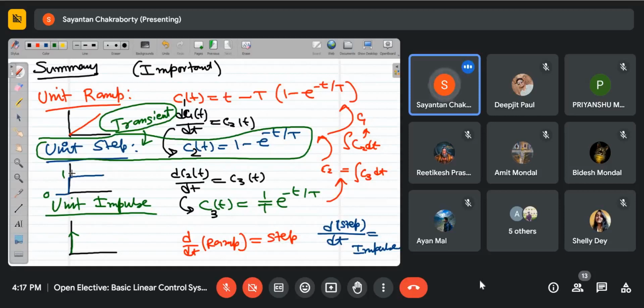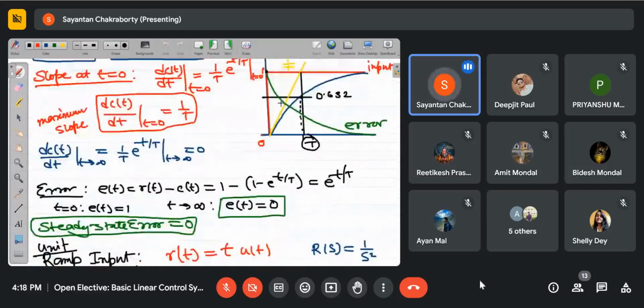Ramp, a physical problem is that there is a certain limit beyond which you cannot increase the input, so it will be like this. So ramp is not physically realizable but step is physically realizable, and impulse as well. But since step is midway between those two responses, we will recommend unit step response to study the transient response. If you think that by studying the step response you will understand everything about a system, then you will be wrong.